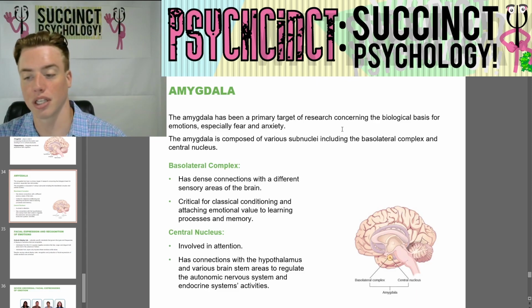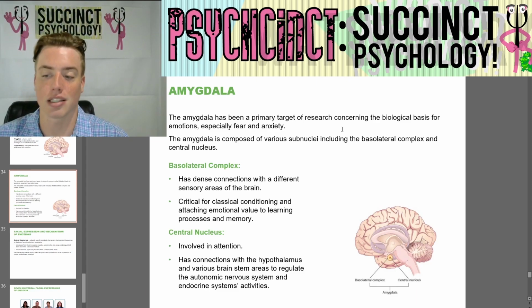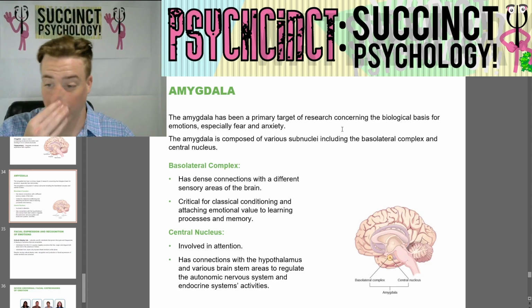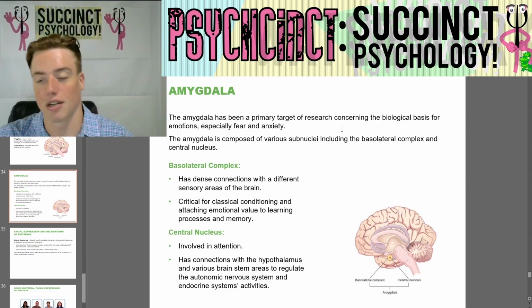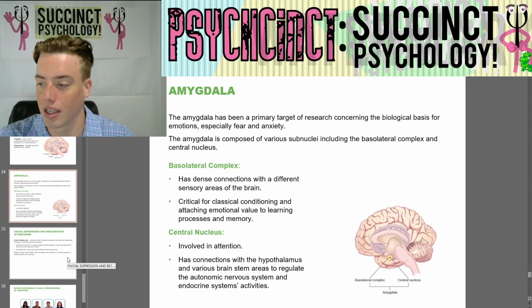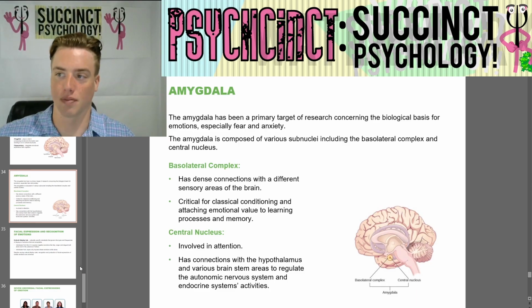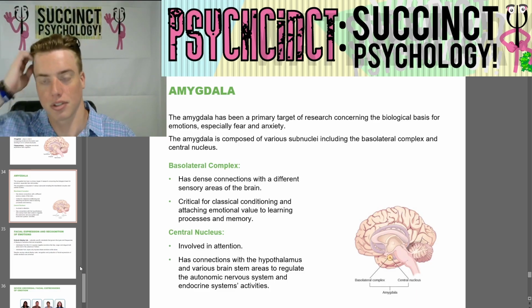Now, the central nucleus is involved in attention and has connections with the hypothalamus and various brainstem areas to regulate the autonomic nervous system and endocrine system's activities. So it regulates your autonomic nervous system and your endocrine system. And again, endocrine system is involved with the release of hormones, chemicals.